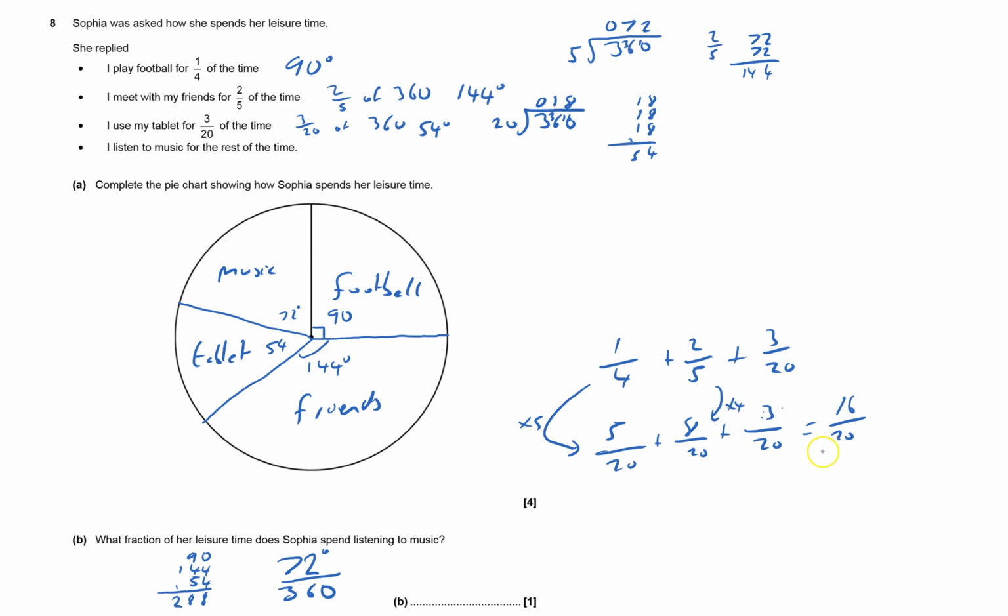So it's going to be 16 20ths, so music must be 4 20ths or 1/5. And they're all equivalent fractions. Any of those, 72 over 360, 4 20ths or 1/5, all of them are good enough. And that's 8 done.